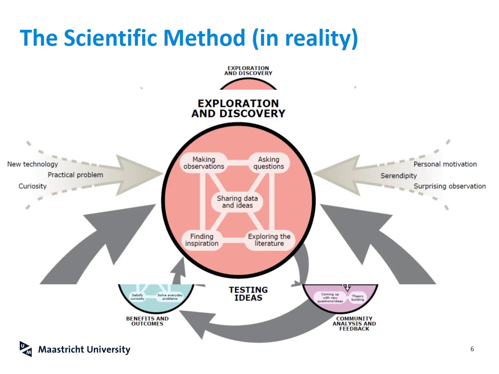Now, if we zoom in on the first branch, the first component of our scientific method, we see that exploration and discovery is kind of similar to what we saw already in the simplified model. It's about making observations, exploring literature, asking questions, and finding inspiration in other people's data and ideas. So by sharing data and ideas, we create a fundamental understanding of the knowledge that's already there.